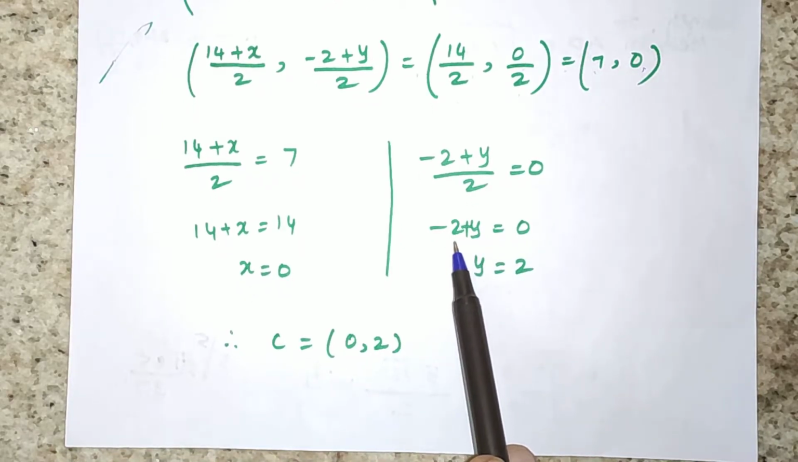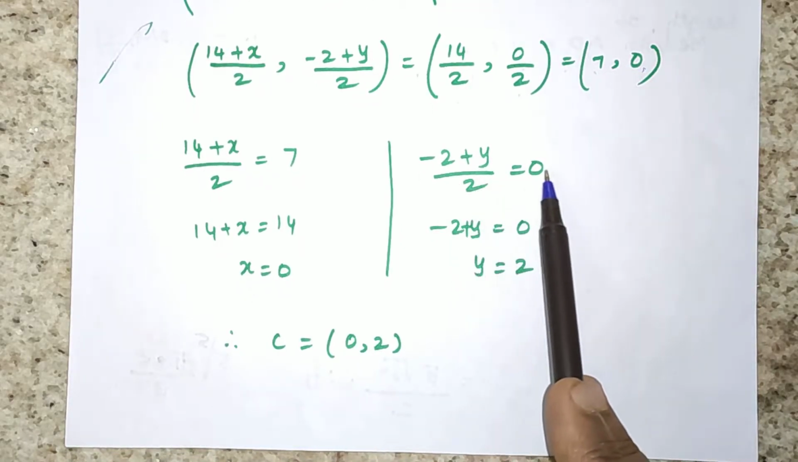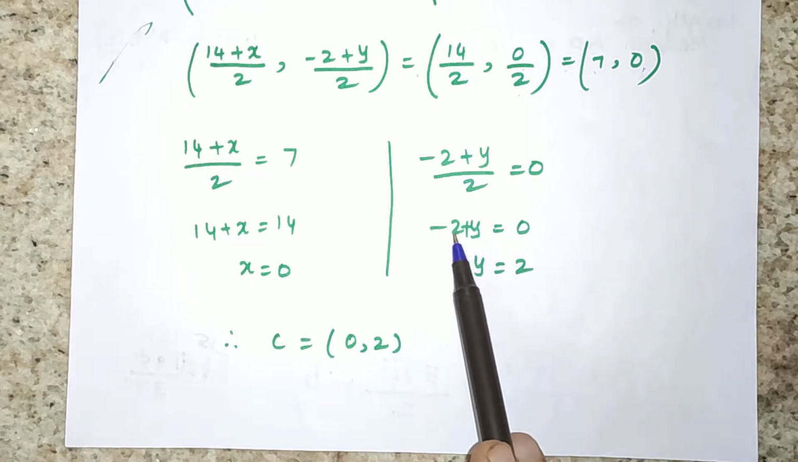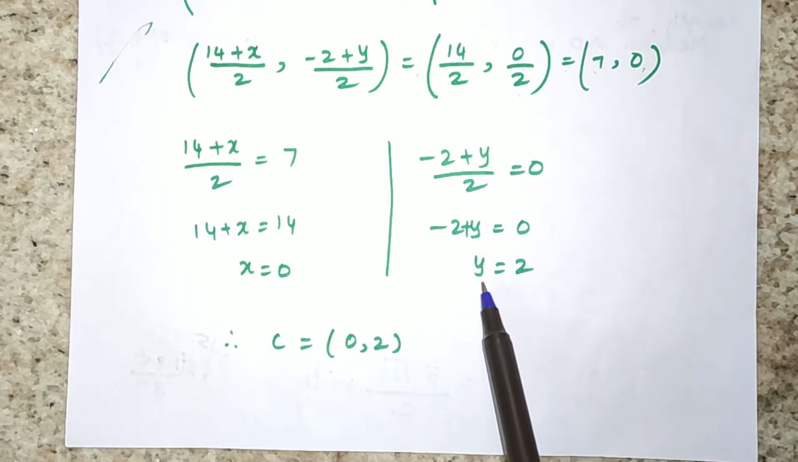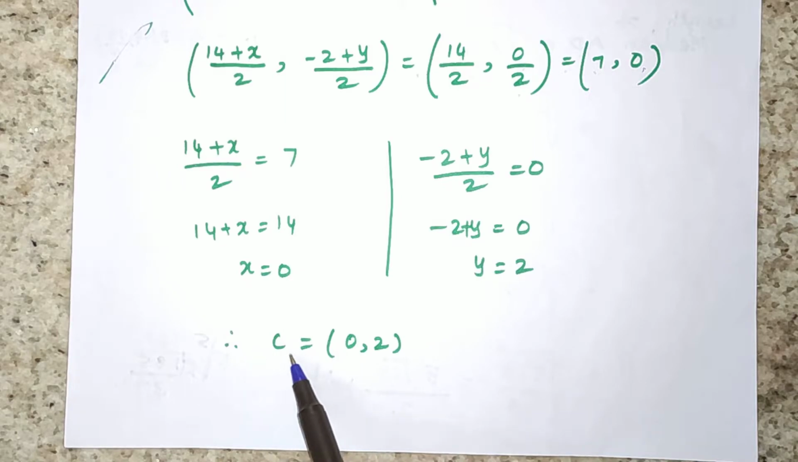Then minus 2 plus y, cross multiplied, is 0. So minus 2 comes to this side as plus 2. So y is equal to 2. Therefore the coordinates of C are 0 comma 2. So this is the book answer.